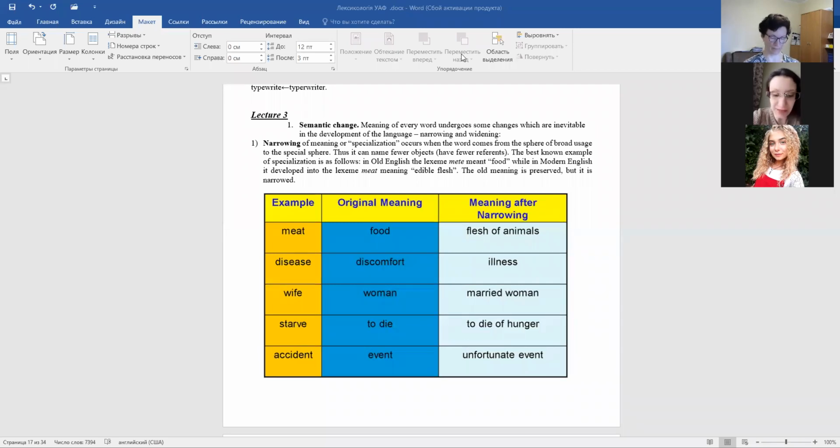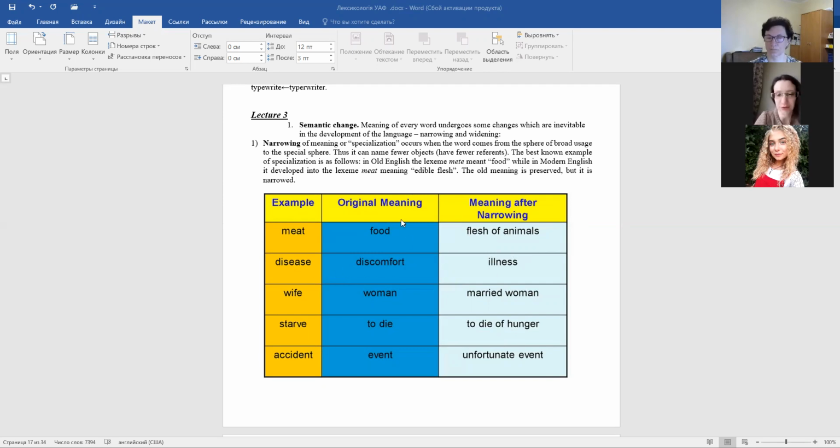Narrowing of meaning or specialization occurs when the word comes from the sphere of broad usage to the special sphere. Thus, it can name fewer objects, have fewer references. The best known example of specialization is as follows: in Old English the lexeme mete meant food, while in modern English it developed into the lexeme meat, meaning edible flesh. Okay, edible flesh. Originally it meant food, and now it means edible flesh. So, other examples, Natasha?